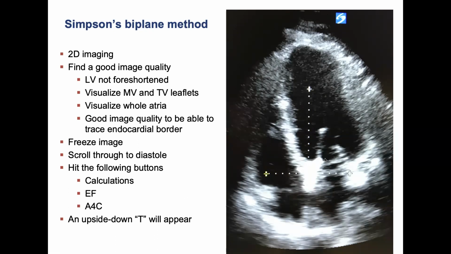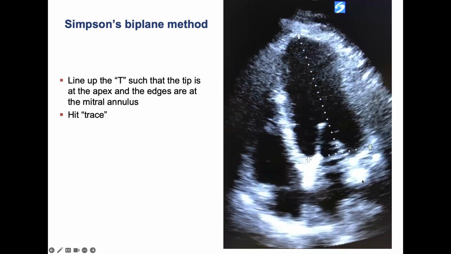And the image quality has to be good enough that you are actually able to trace the border of the endocardium. So again, sometimes this kind of view can be difficult to obtain in POCUS, and we want to remember that if we do a calculation and don't have the ideal imaging, it could be inaccurate and lead us down the wrong pathway, which is why, again, visually estimated ejection fraction is recommended. When you get this image, you're going to freeze, and you're going to scroll through to diastole. And if you want to do it on the Sonosite, you would hit calculations, ejection fraction, apical 4 chamber, and this upside down T here will appear.